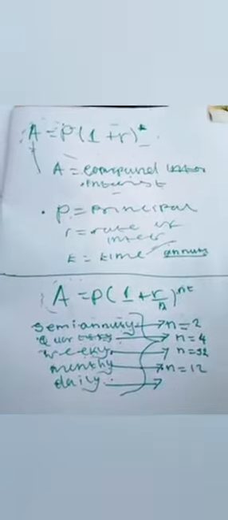And then if they use quarterly, it means that money was being compounded 4 times within a year. If they say weekly, how many weeks are in a year? 52. So n is equal to 52. If they say money was being compounded monthly, how many months are in a year? It is 12, right? So n is equal to 12. If they say it was being compounded daily, how many days are in a year? 365 days. So n will be equal to 365.